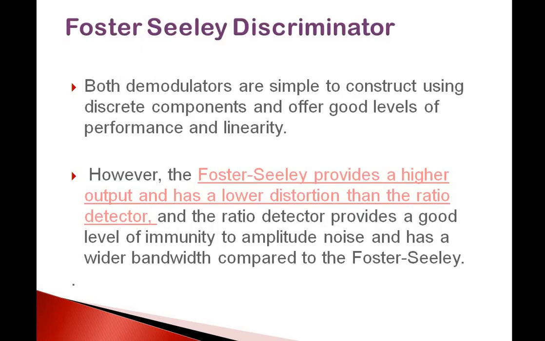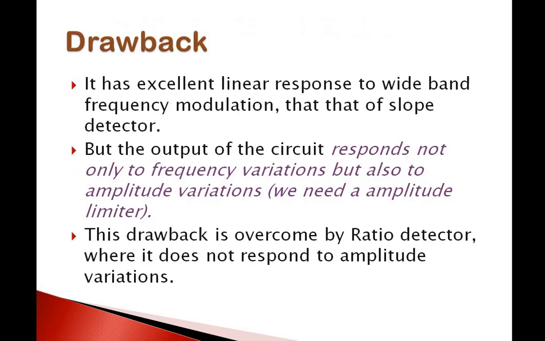And if you compare Foster-Seeley and ratio detectors, the drawback is that the Foster-Seeley is not immune to amplitude noise, because it responds to the frequency variations and also the amplitude variations, but the ratio detector does not respond to any amplitude variation. So overall, the ratio detector is more often selected for a discriminator, since it is relatively immune to the amplitude variations, meaning it is much stronger. So this drawback of the Foster-Seeley can be overcome by your ratio detector.